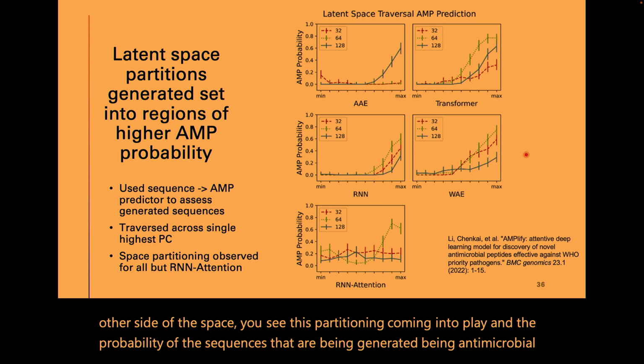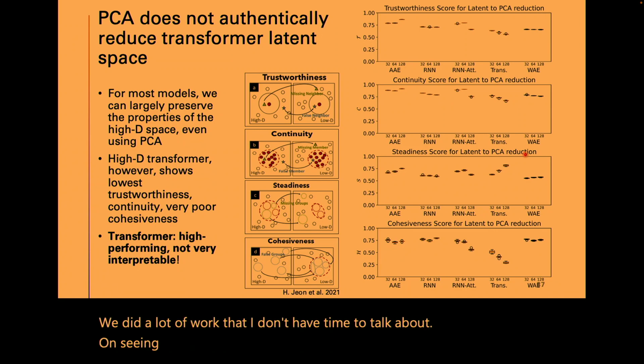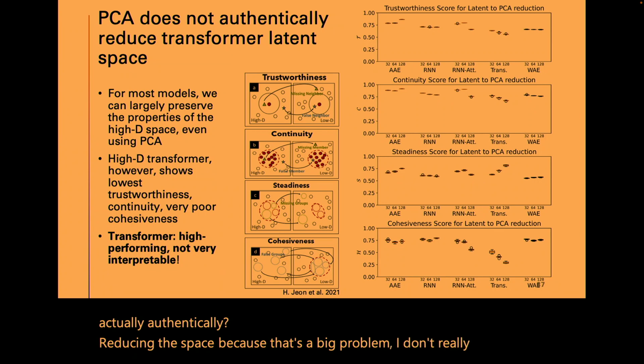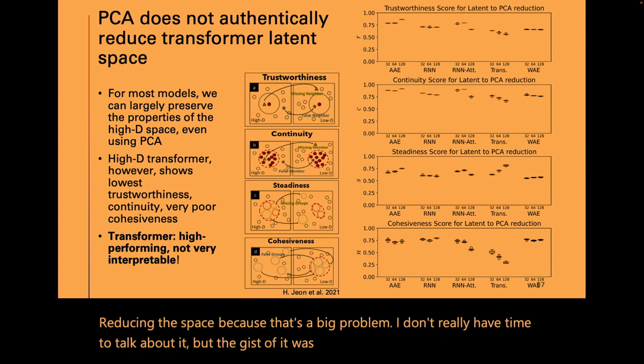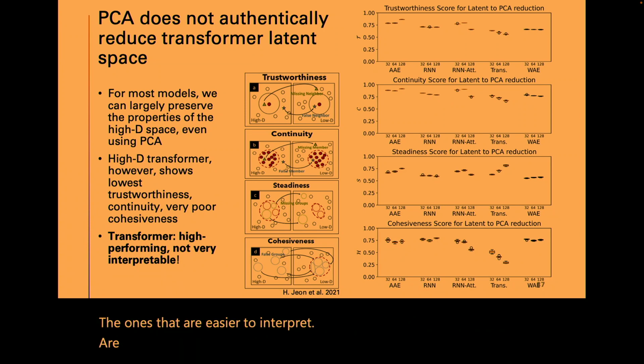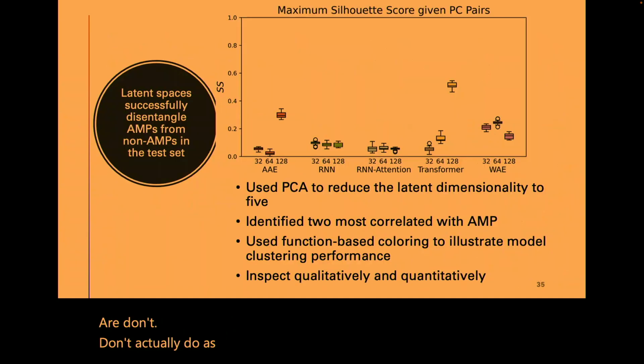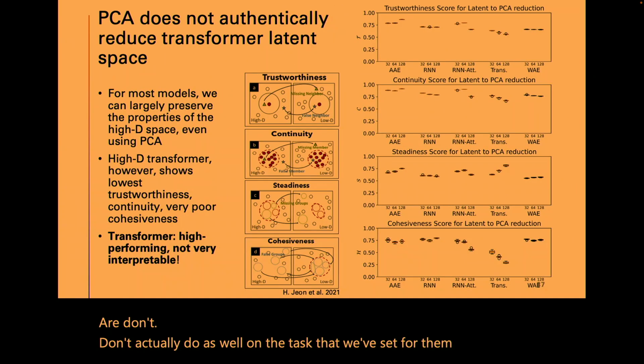We did a lot of work that I don't have time to talk about on seeing whether our dimensionality reduction was actually authentically reducing the space, because that's a big problem. I don't really have time to talk about it, but the gist of it was for our models, the ones that are easier to interpret don't actually do as well on the task that we've set for them. So we have a trade-off there.